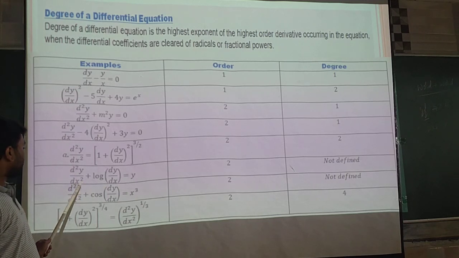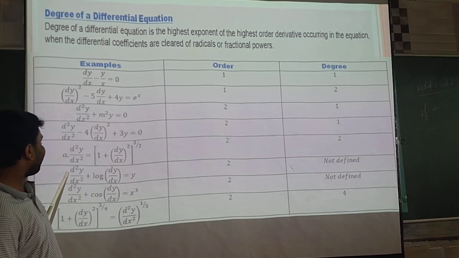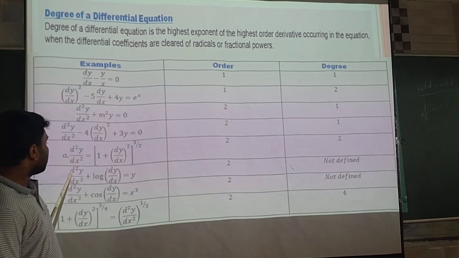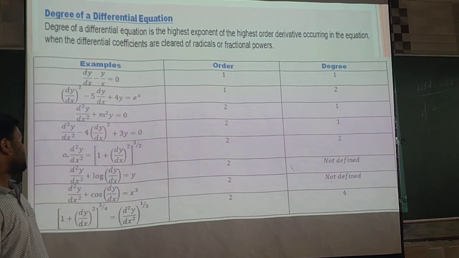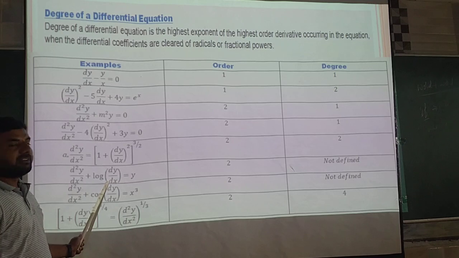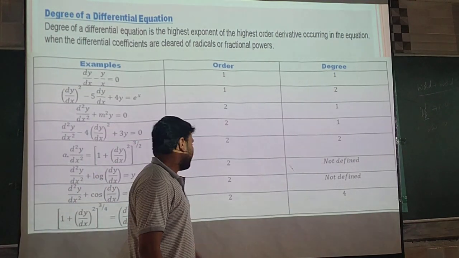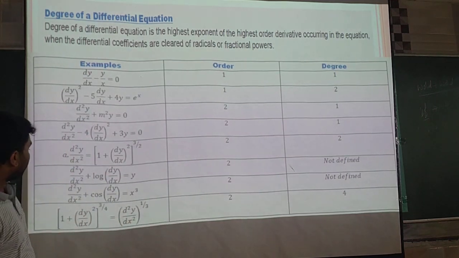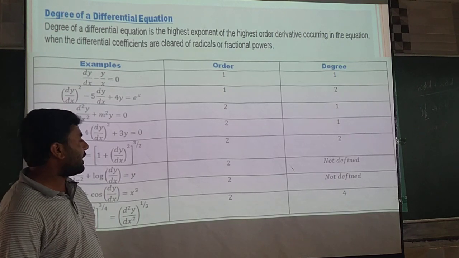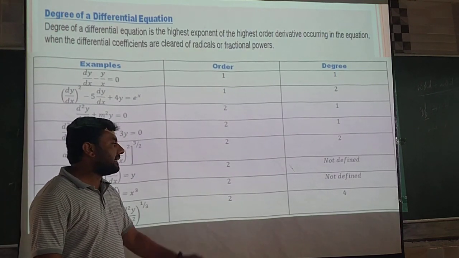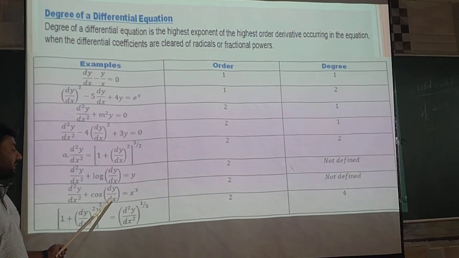Then next one, d square y by dx square plus log of dy by dx is equal to y. Here the highest order is 2, so the order of the differential equation is 2, but the degree is not defined because the derivatives are not in polynomial form. And next one, d square y by dx square plus cos of dy by dx is equal to x cube. Here also the order is 2 and the degree is not defined, because the derivatives are not in polynomial form.